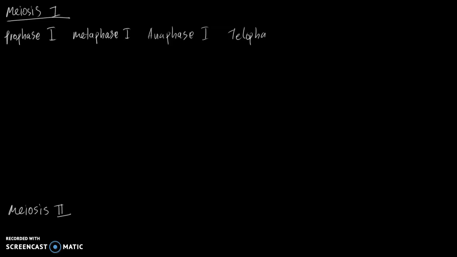In meiosis I, there are 4 stages. We have prophase I, metaphase I, anaphase I, and telophase I / cytokinesis. So first, let's bring in prophase I.